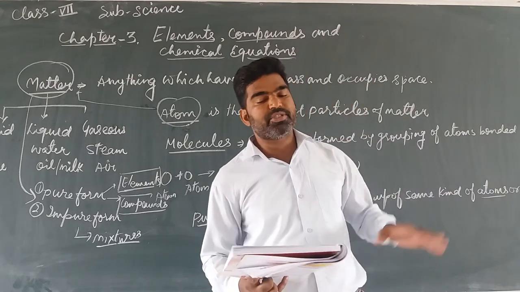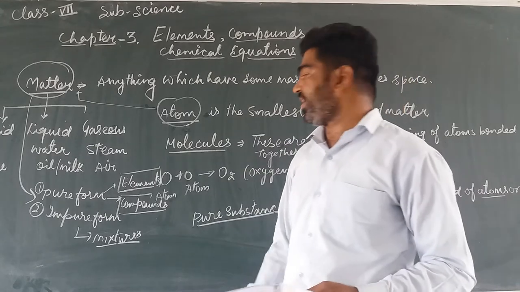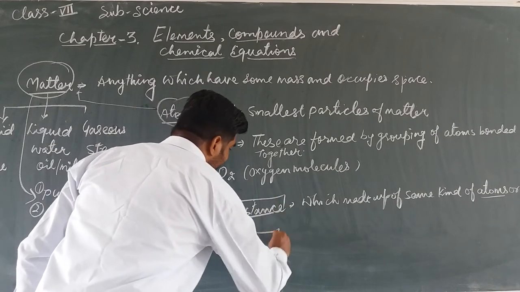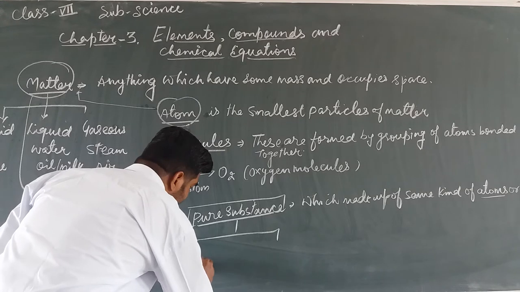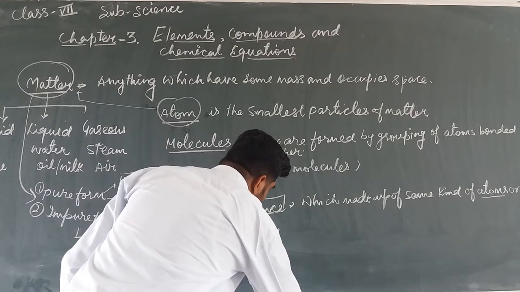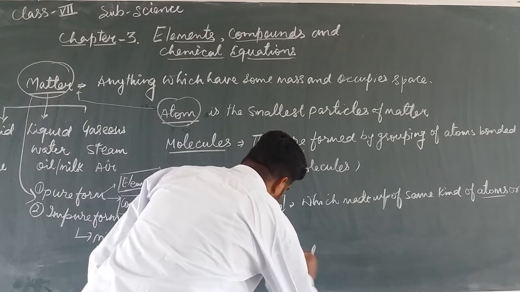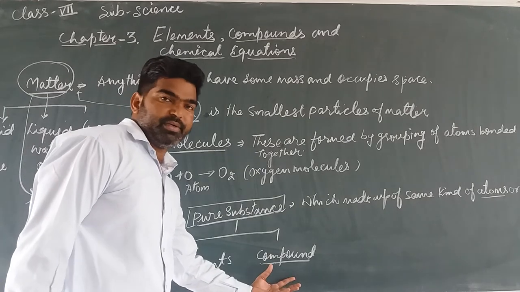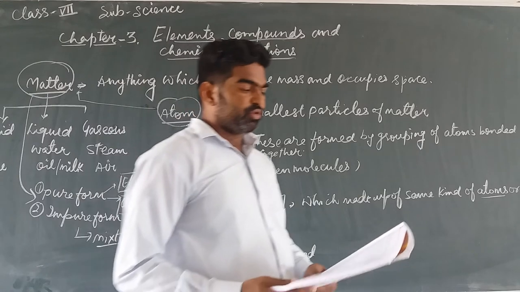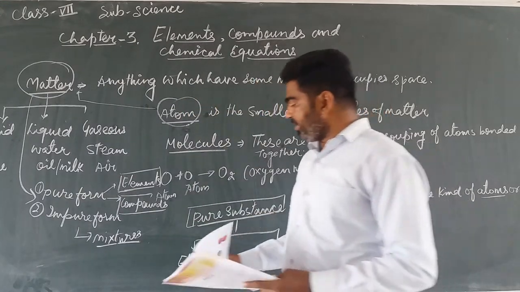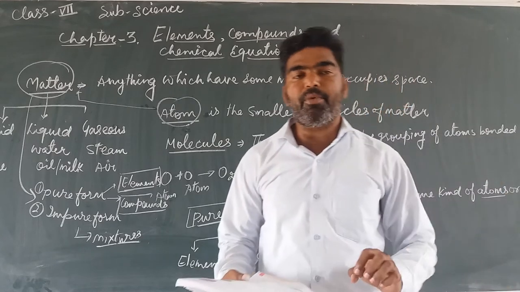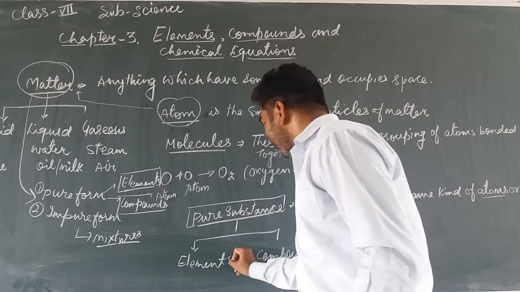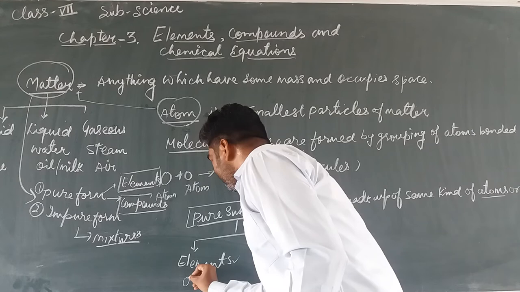So based on the nature of constituents or particles, a pure substance can be classified into two different forms: elemental form and compound form. So first we discuss the elements. Elements are the pure substances which are made up of only the same kind of atoms. Just like oxygen.